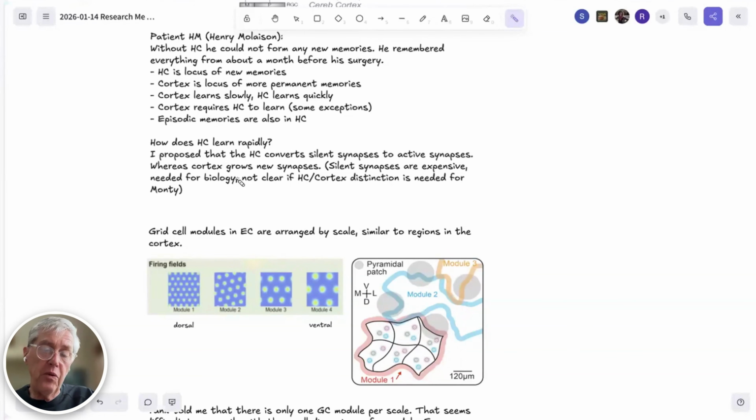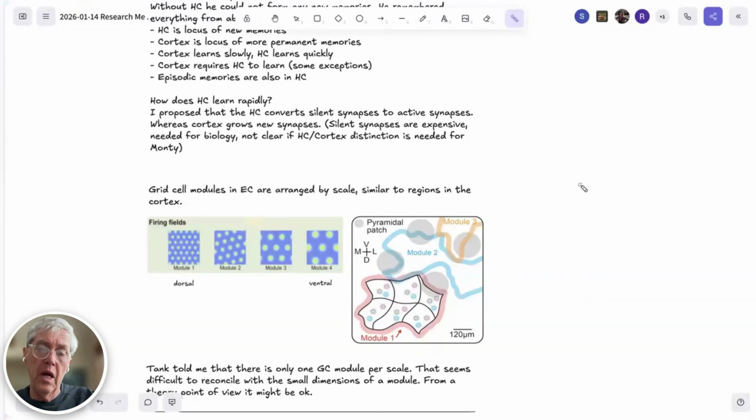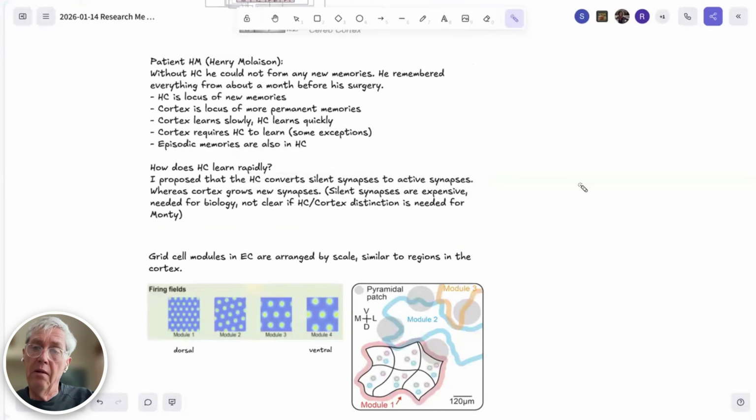And so maybe this division between quick learning and slow learning is a biological necessity, but it's not clear that it's a distinction that's needed for Monty. We don't have that constraint. We don't have to pay a penalty for changing a 0 to a 1 in some memory structure. So that's just something to keep in mind. Everything I'm going to talk about now is biology, and it may not apply to Monty. We may not have to do it this way. This is how biology does it, so we're going to start with that as our basis. Before I go on, any questions about that?